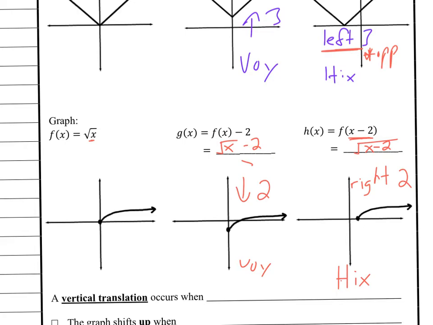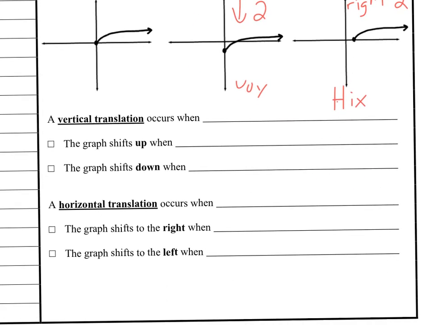So, keep going. A vertical translation occurs when we are adding or subtracting outside of parentheses. So, when adding or subtracting outside parentheses, the graph is going to shift up when we add outside parentheses. The graph will shift down when we subtract outside parentheses.